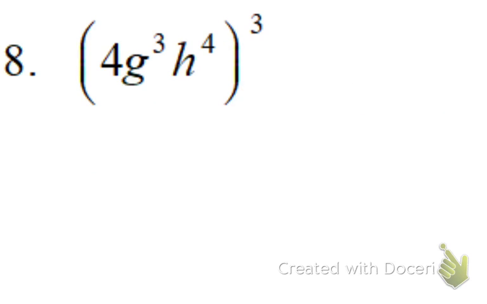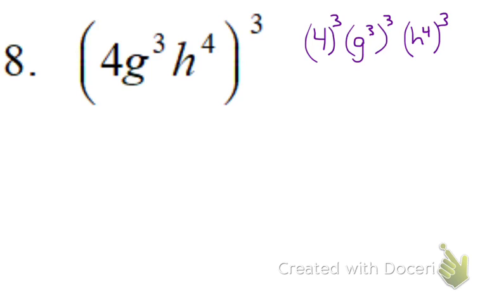We've got a product to a power, so we'll raise each factor to the power. So 4 has to be cubed. The g cubed has to be cubed. And the h to the 4th has to be cubed. 4 to the 3rd power, 4 times 4 is 16 times 4 is 64. Power to a power, multiply exponents, we'll have g to the 9th, and power to a power, multiply exponents, h to the 12th.